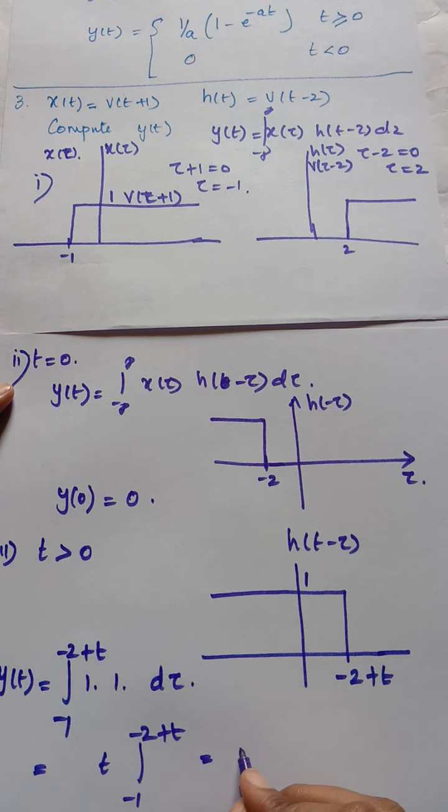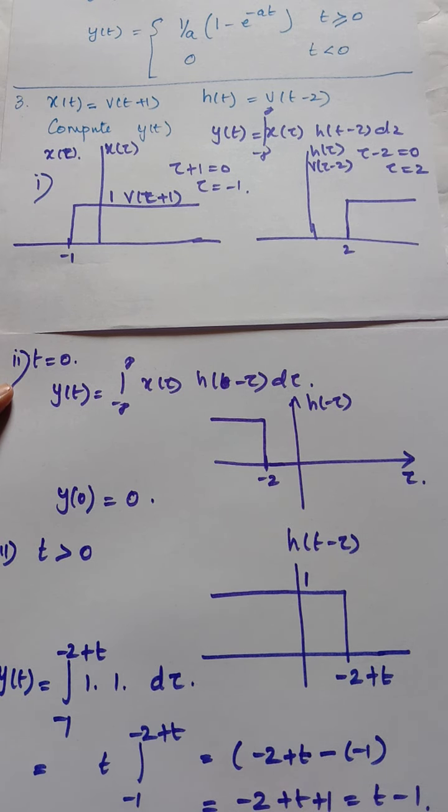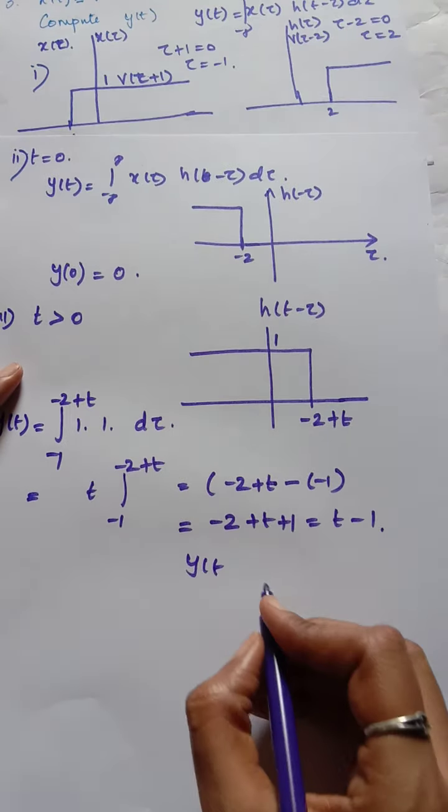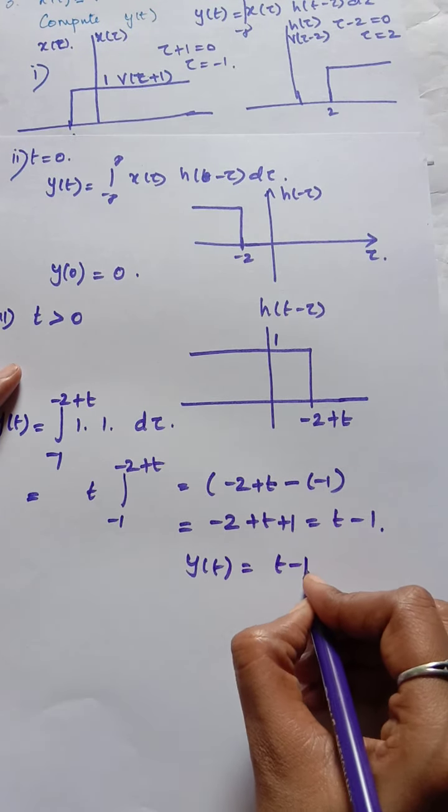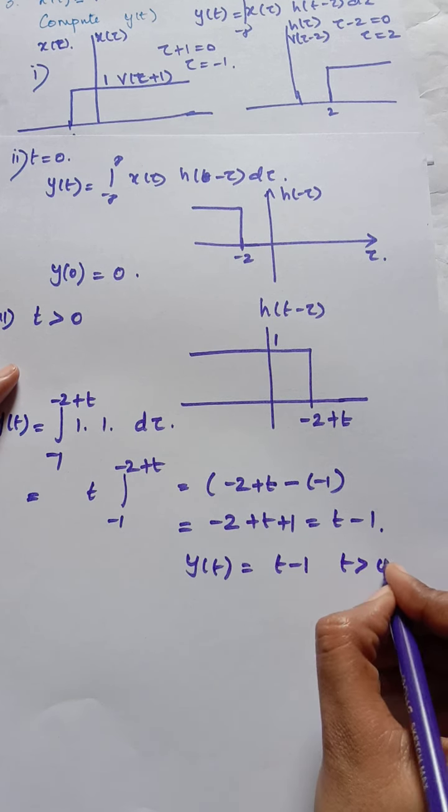Substitute here for t: minus 2 plus t minus minus 1. So what you will get is minus 2 plus t plus 1, which is nothing but t minus 1. Therefore y of t equal to t minus 1 for time t greater than 0.